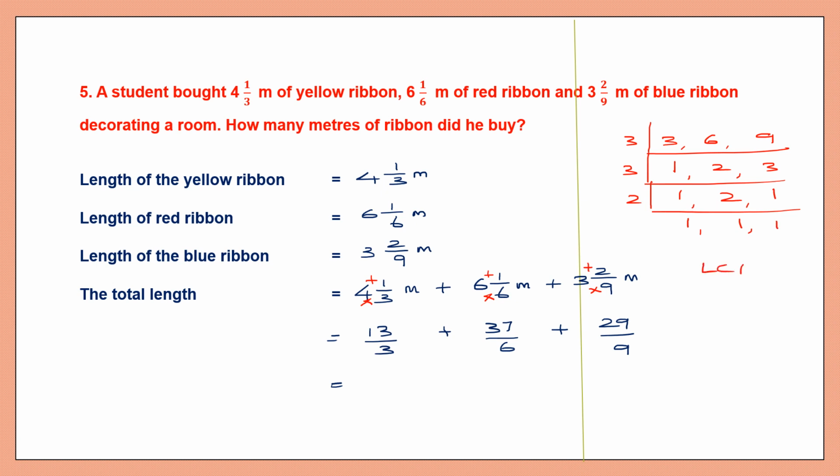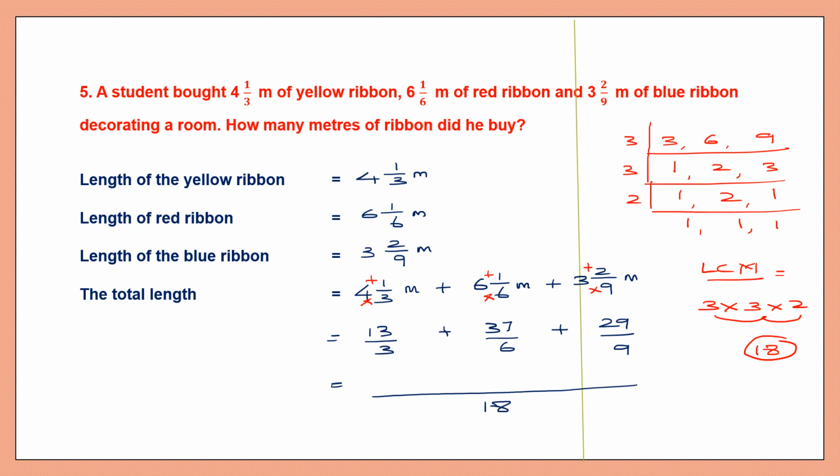So what is our LCM? Our LCM is equal to 3 into 3 into 2. 3 threes are 9, 9 twos are 18. So the LCM is 18. Now let's use LCM 18 as a common denominator here.